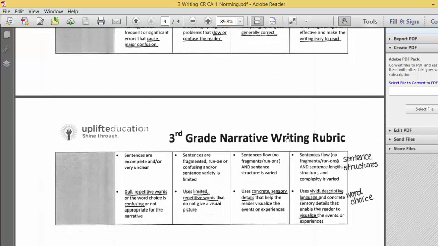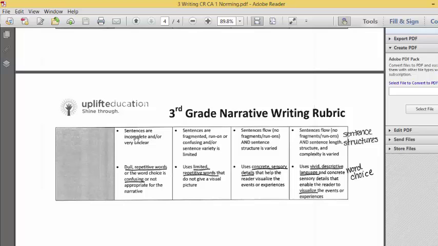As you scroll down, please take note that there are additional indicators for that strand on conventions. One has to do with sentence structures, and one has to do with word choice. And this one's pretty important. As you guys probably are aware, whenever it is very difficult to read a sentence because maybe they are incomplete or they are just all run-on or fragmented sentences, it makes it really hard to read. So that would be down here in a level 1 or 2, depending on whether the sentences are just totally impossible to read or whether they are there but they're a little bit confusing.